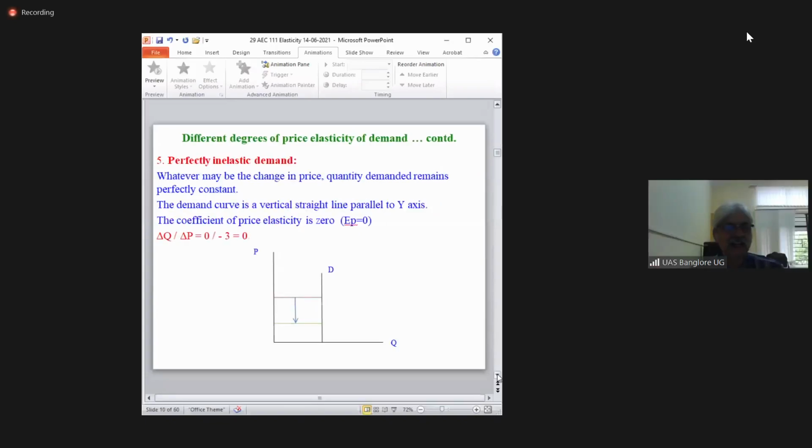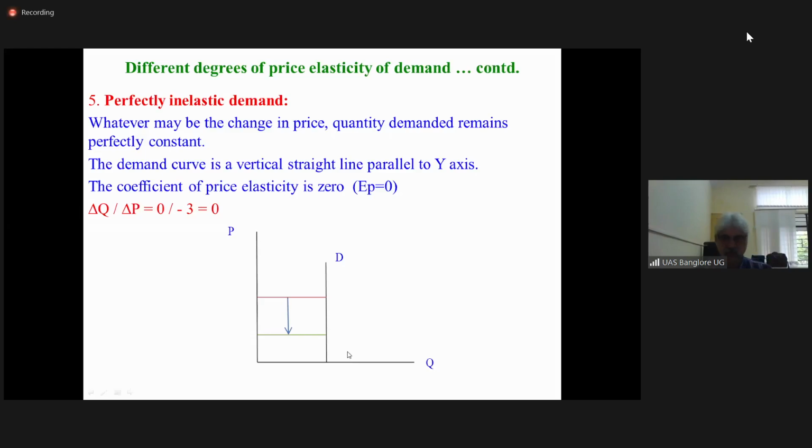So I think I had stopped at this point. So this is where I had stopped, perfectly inelastic demand.